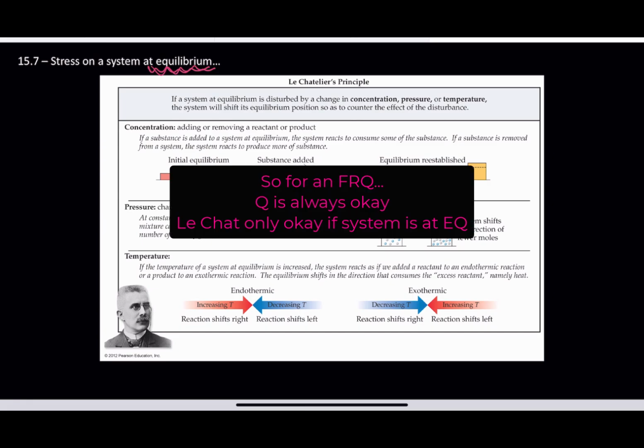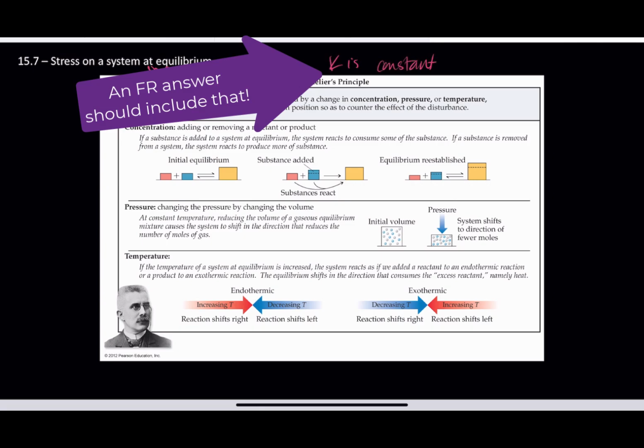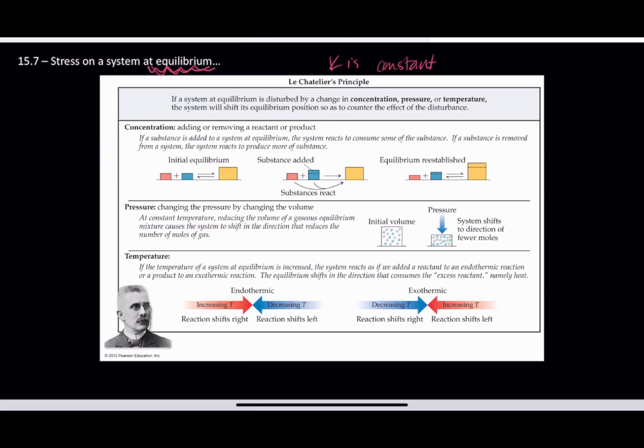Now, this works because K is constant at a given temperature. Bear that in mind. Therefore, we know that the system is always going to head back toward K no matter what stress is imposed on the system. So we can change the concentration and predict what a system will do. We can change the pressure, which is akin to changing the concentration, and we can predict what a system will do. We can even change the temperature and predict what the system will do and what effect it will have on K, because again, K is temperature dependent.